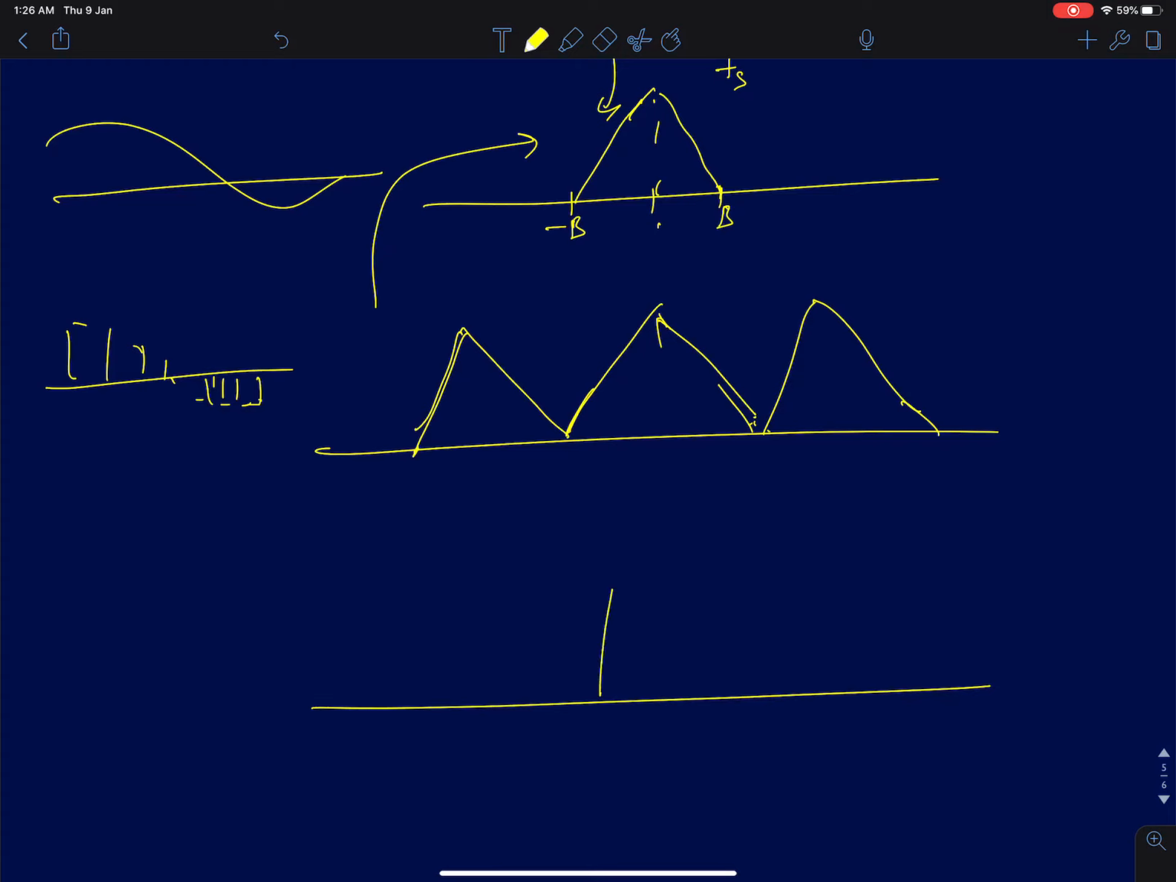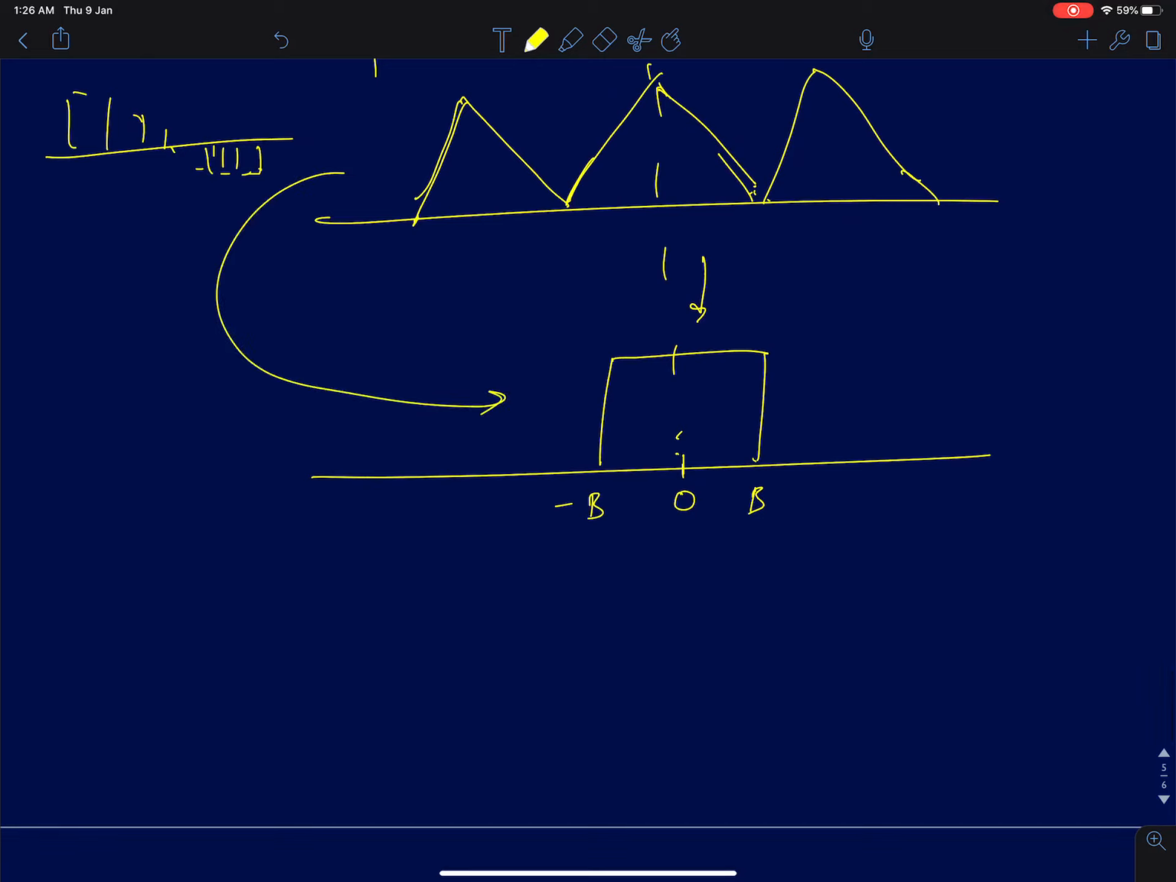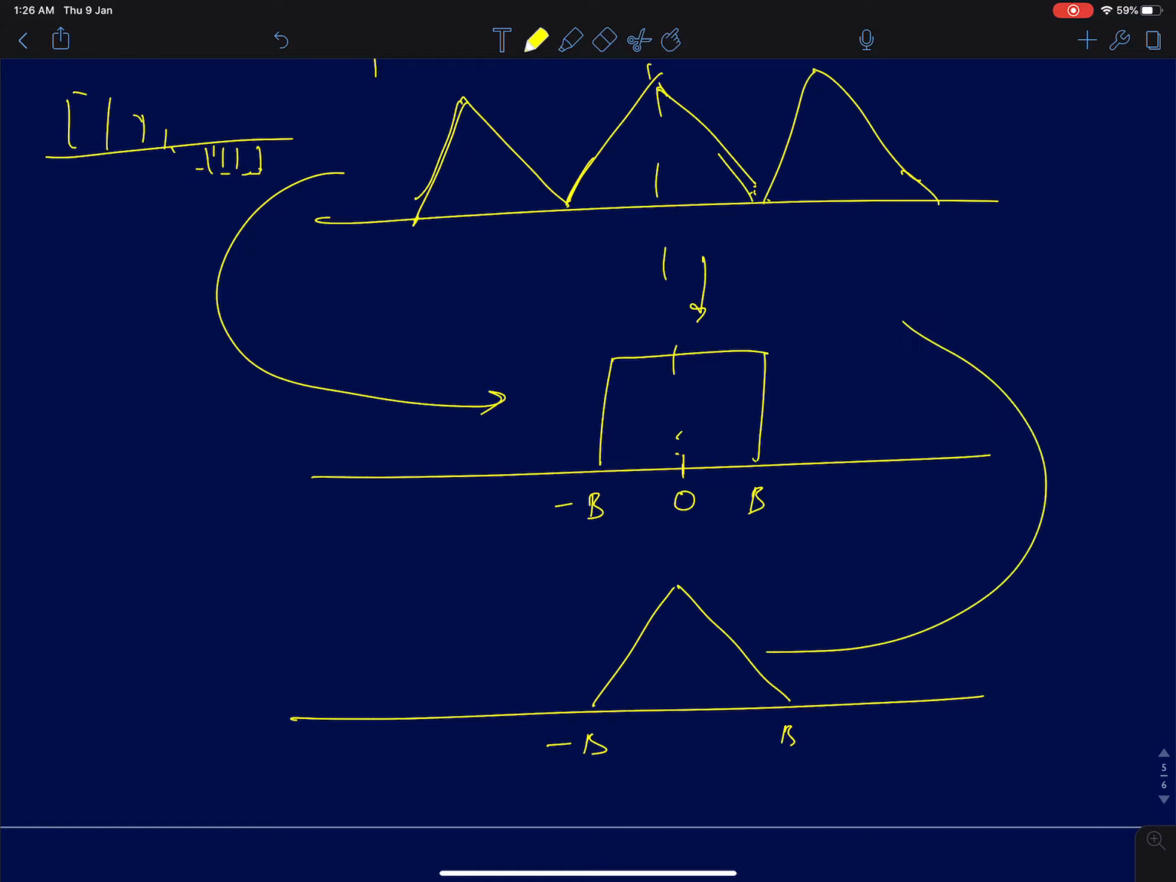From this signal, if I want to get back my signal, all I need to do is pass it through a filter with a characteristic like this. This is called a low pass brick wall filter, with say bandwidth minus b and plus b. If I pass this signal through this brick wall filter, I'm going to get a signal like this with a bandwidth minus b to plus b. So I could recover my signal back.